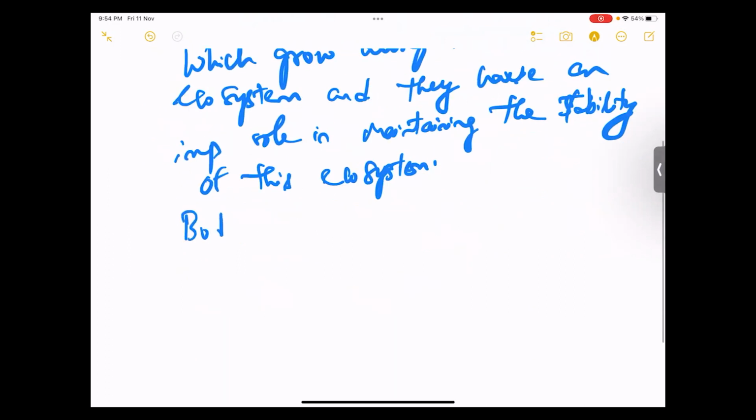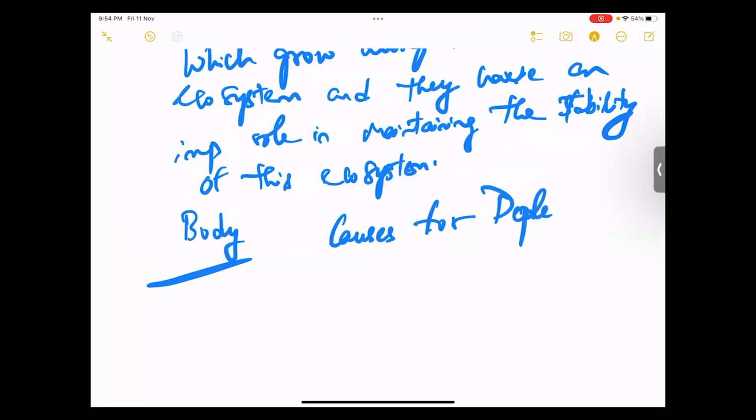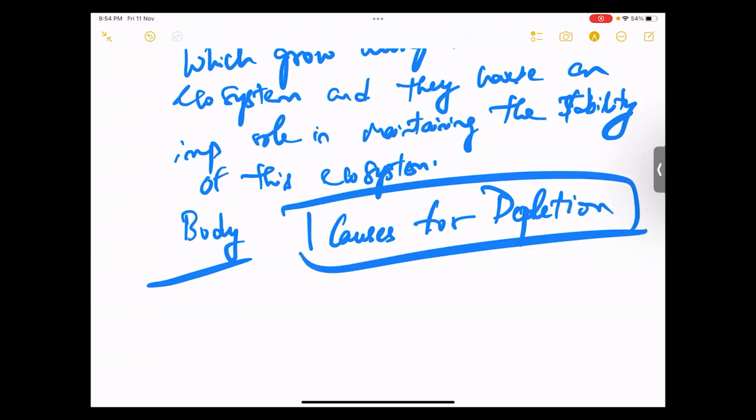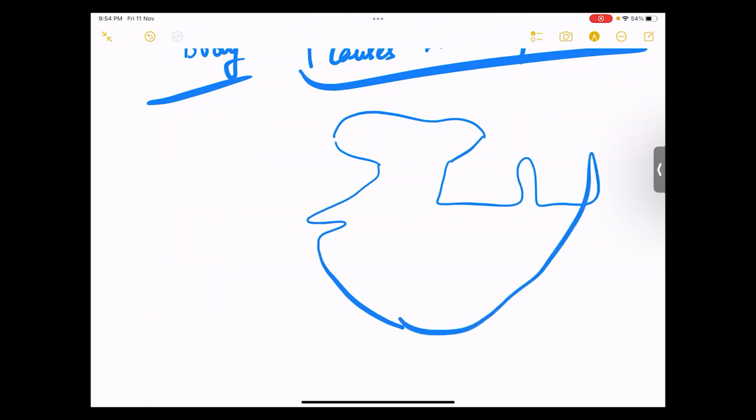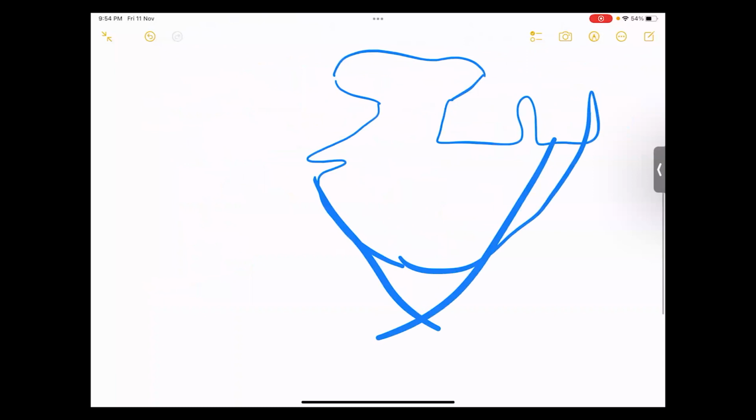In the body you will write causes for depletion. Causes for depletion, like Shanta Prasad has given. You can give natural causes and man-made causes. It will actually look good. Okay, just draw the India map. India map you draw.